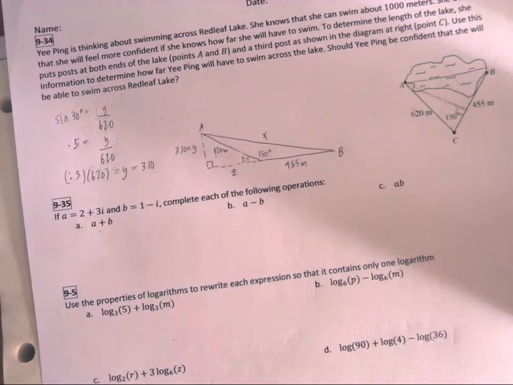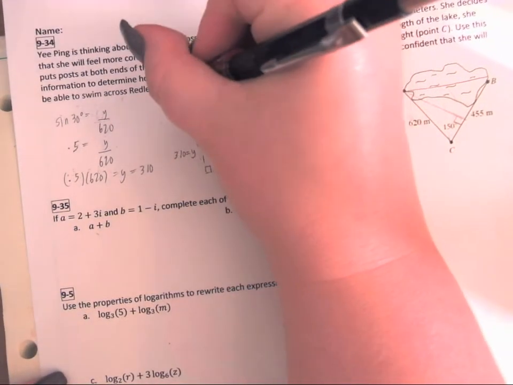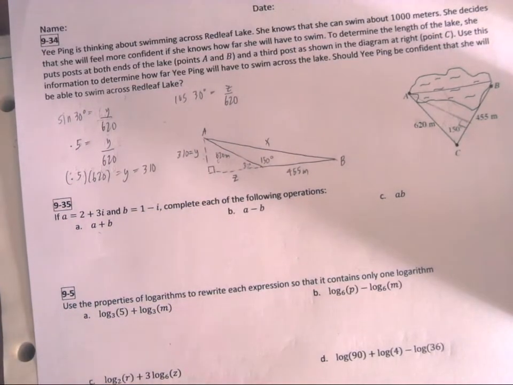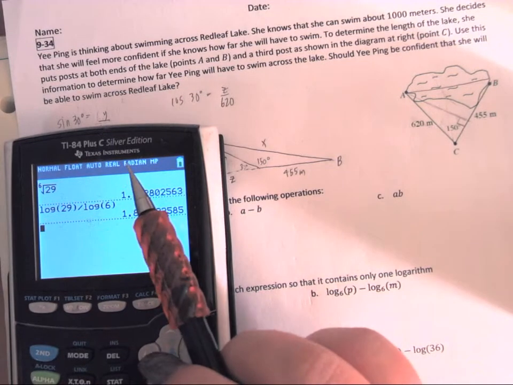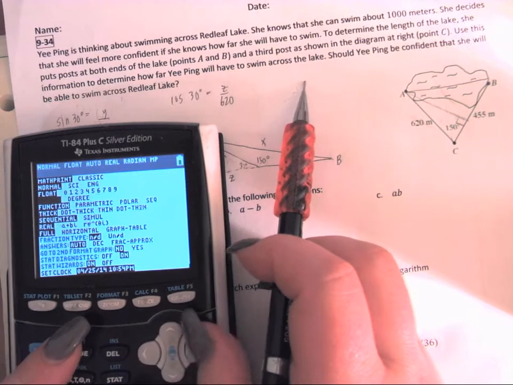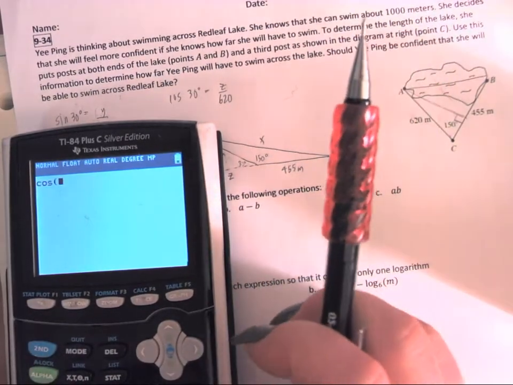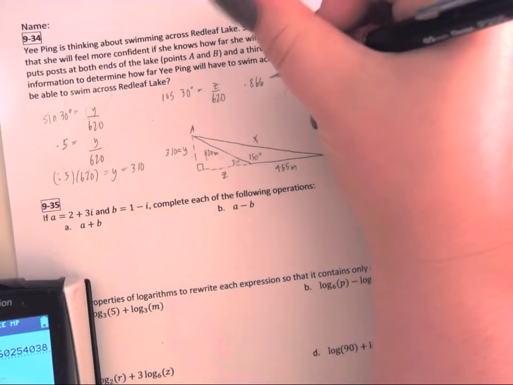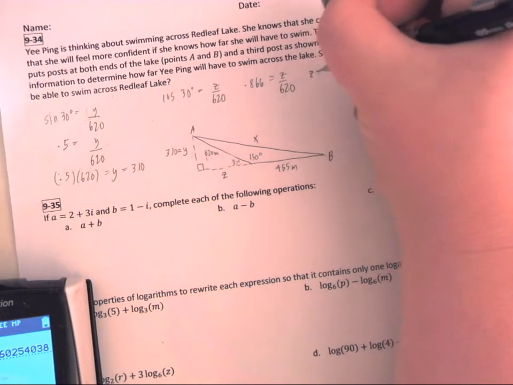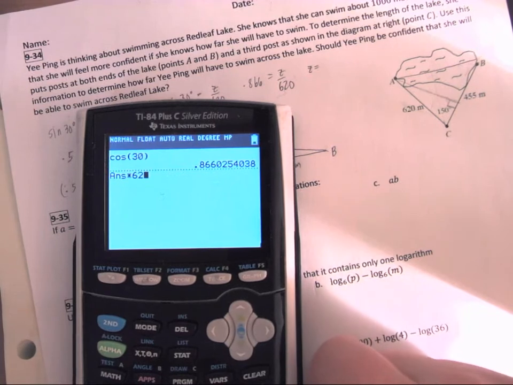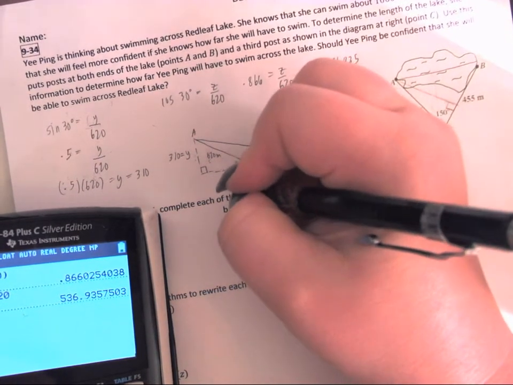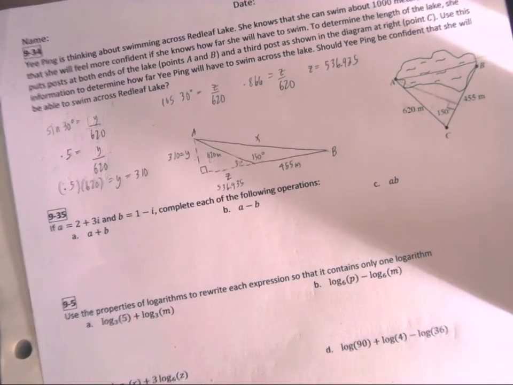Okay, and then we could do the same thing for z. So cosine of 30 equals adjacent over hypotenuse. And then that one, you do need a calculator. So make sure your calculator is in degrees, which mine is not. So I'll change it to degrees. Okay, so cosine of 30 is 0.866 equals z over 620. So z equals 0.866 times 620. So that's 536.935. So this is 536.935.